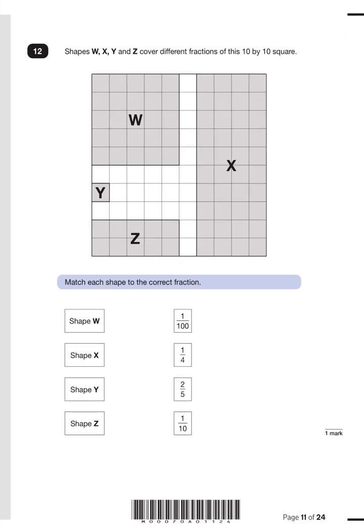Number 12. Shapes W, X, Y, and Z cover different fractions of this 10 by 10 square. 10 times 10 is 100. So there are 100 squares. Match each shape to the correct fraction. I can see Y here has 1 square. 1 square, there are 100 squares, so that would be 1 over 100, that's why.